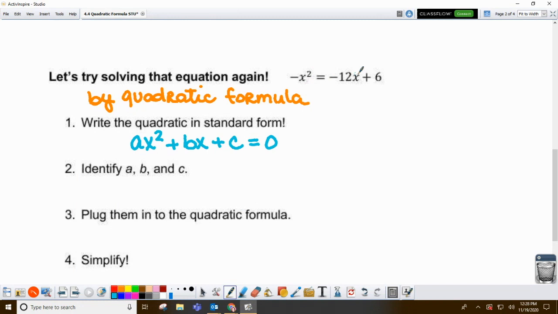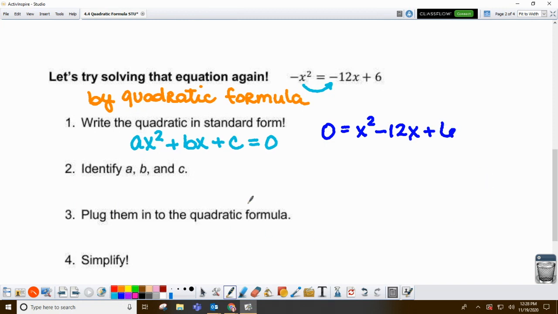So up here, it doesn't matter if you take this x squared and move it to the right, or if you take these two guys and move them both to the left. What I would suggest, though, is that typically, just like with factoring, we like our x squared term to be positive. So that's why I'm deciding to move my x squared to this side. So when I do that, I'm going to end up with 0 equals x squared minus 12x plus 6, just like we had up above.